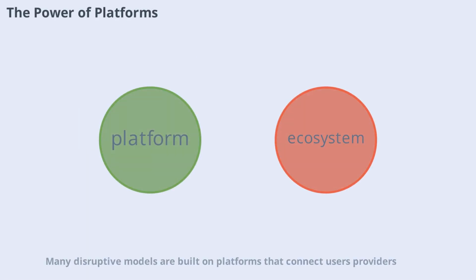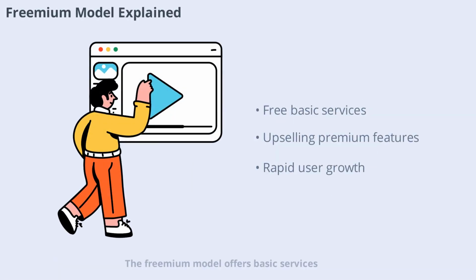Many disruptive models are built on platforms that connect users, providers, or both. Platforms like Amazon, Alibaba, and Facebook have created ecosystems where value is generated by interactions, not just transactions. These businesses scale quickly because they facilitate connections and data flows, making them more resilient and adaptable than traditional linear models.